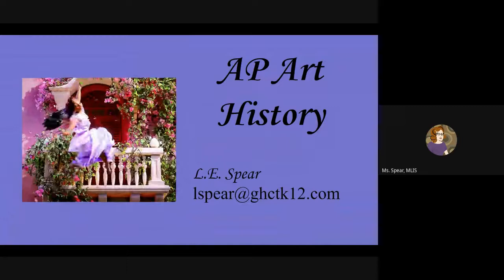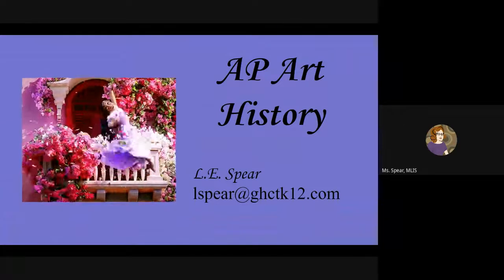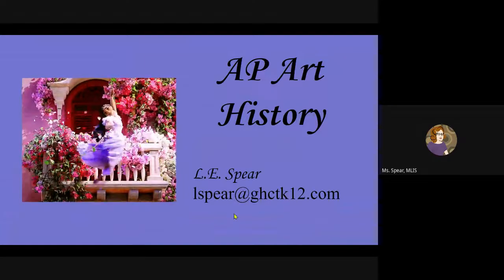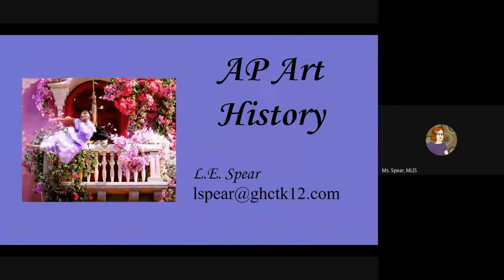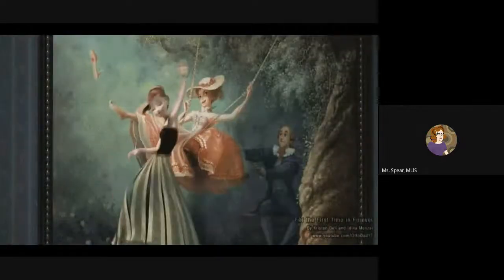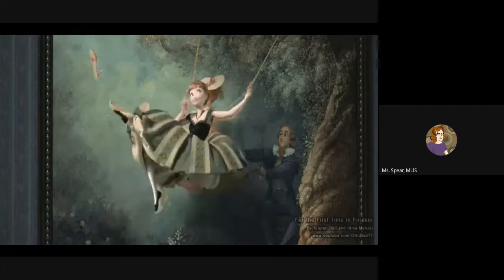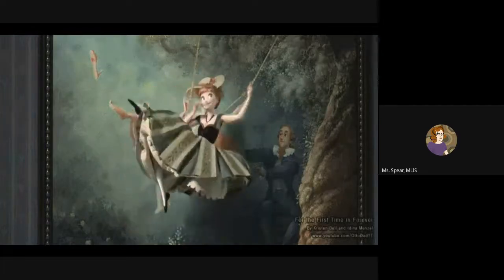I'm going to take you through the AP Art History course. And my name's Ms. Spear. You can see my email right here if you have any questions about the course. And this is just a favorite of mine, one of the artworks that we study in class, which is Fragonard's The Swing. It's a Rococo artwork from the 18th century.